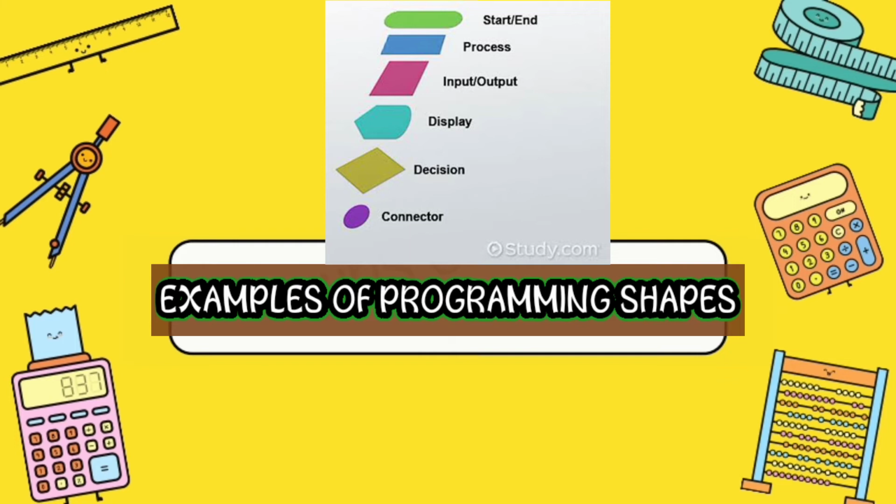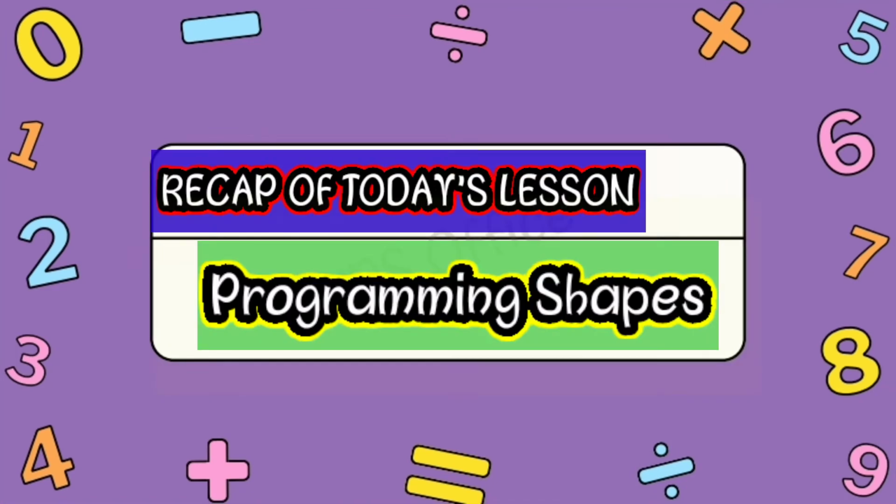In our next class, I will be telling you what we can use all these shapes for. Now let's do a recap of today's lesson. First, we talked about programming shapes, and we said programming shapes are flowchart symbols that allow programmers to represent the flow and control structure of a program. And we also went further by defining a programmer. We said a programmer is a person who creates computer programs such as software developer and software engineer.